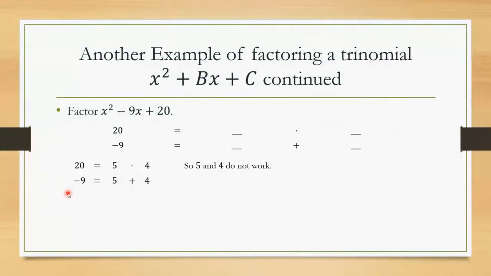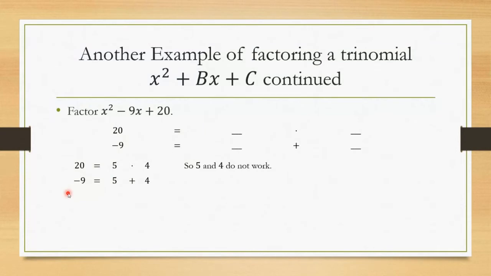What about 5 and 4? You might think 5 and 4 will work because 5 times 4 is 20. But 5 plus 4 is not negative 9, it's 9. So unfortunately, 5 and 4 are not going to work. But it looks like we're almost there.